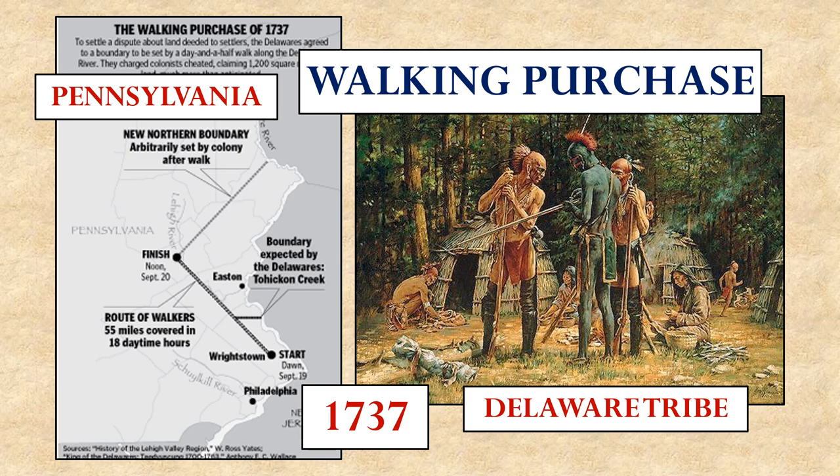Well, what happened was the people engaging in this land deal, they hired a string of runners and they created trails, either pre-existing trails or they went out and created new trails for them to run smoothly. And they had them run as far and as fast as they could in a relay. So, in the 18 hours of daylight that they were able to run, they actually covered 55 miles when it was expected that they would only cover a few miles.